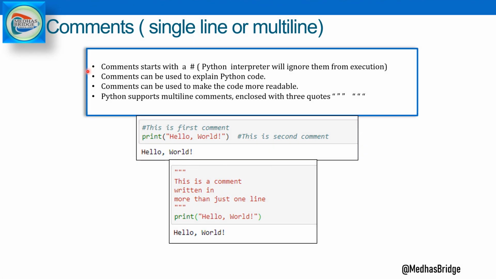Comments. Comments start with a hash. The Python interpreter will ignore them from execution. Comments can be used to explain Python code. Comments can be used to make the code more readable. Python supports multi-line comments; start and close them with three quotes. This is the example.